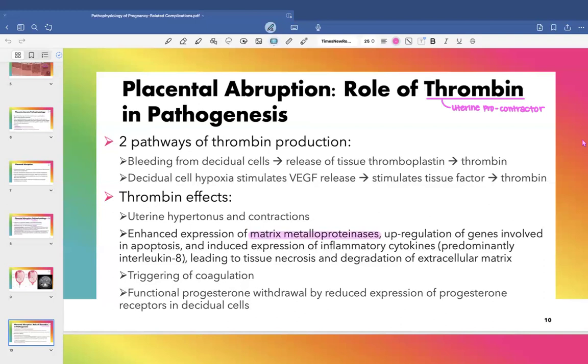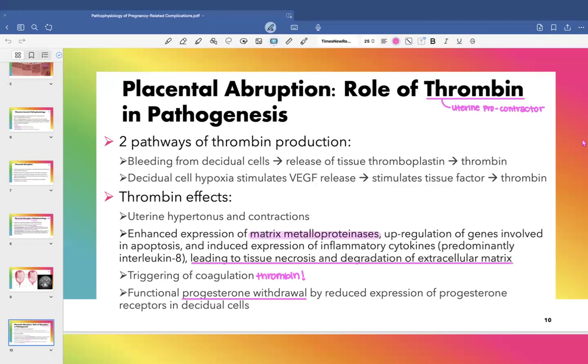We already said that, and that's part of your clotting cascade. And it's going to result in progesterone withdrawal because of, number one, dead cells, and number two, a reduced expression of your progesterone receptors. And progesterone is necessary for maintaining the placenta in pregnancy. So all of those things combined are going to lead to the abruption.